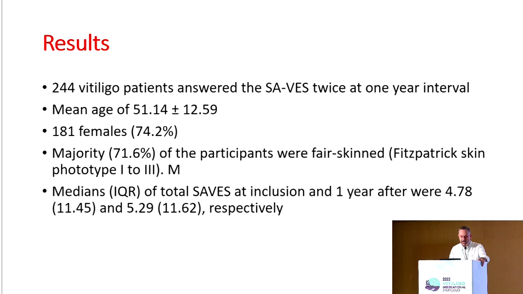244 vitiligo patients answered the SA-VES twice at a 1 year interval. The mean age was 51 years. There was a majority of female and a majority of fair-skinned individuals, which is probably one of the limitations of the study. The median IQR of total SA-VES at inclusion was 4.78.